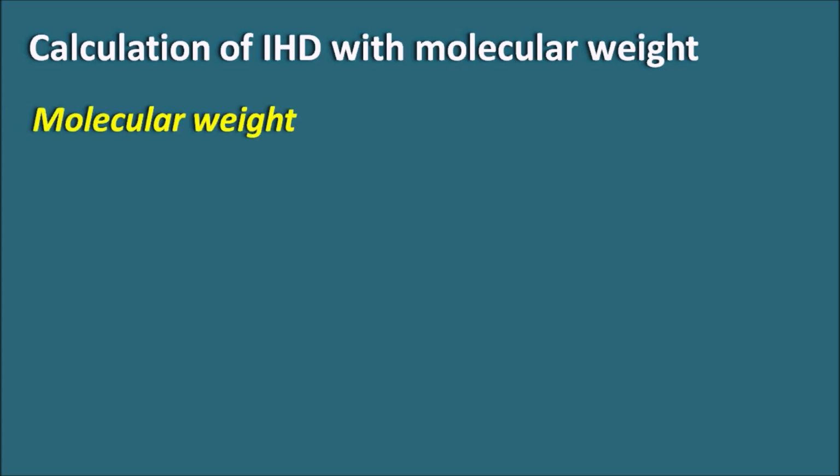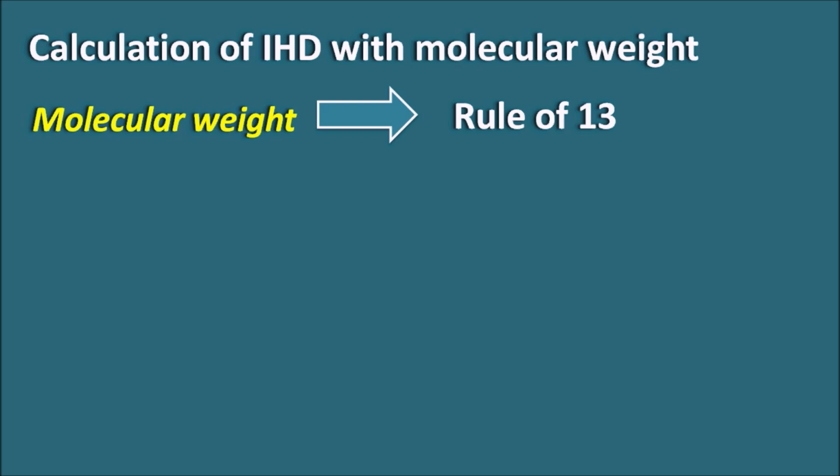So whenever the molecular weight is known by mass spectroscopy, we can apply the rule of 13 in order to assess the IHD value of the unknown compound. The rule of 13 is a simple calculation where we divide the molecular weight by 13. When we divide, we get the quotient as well as the remainder.